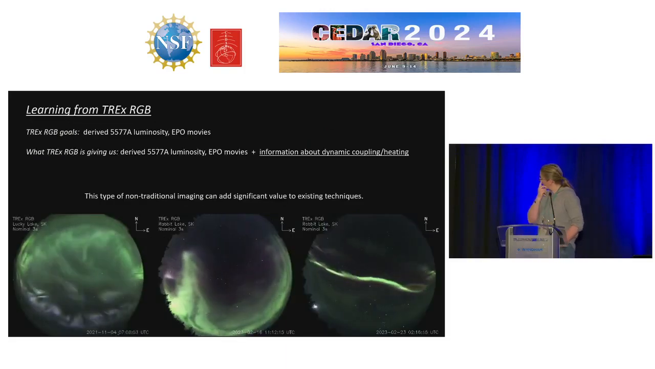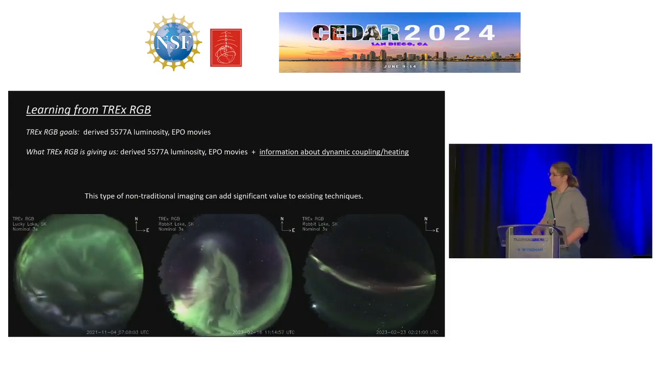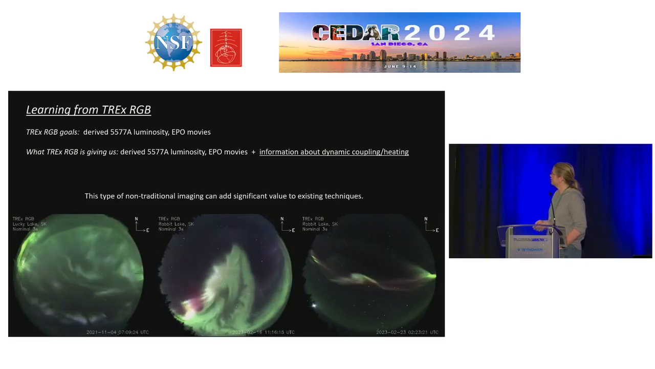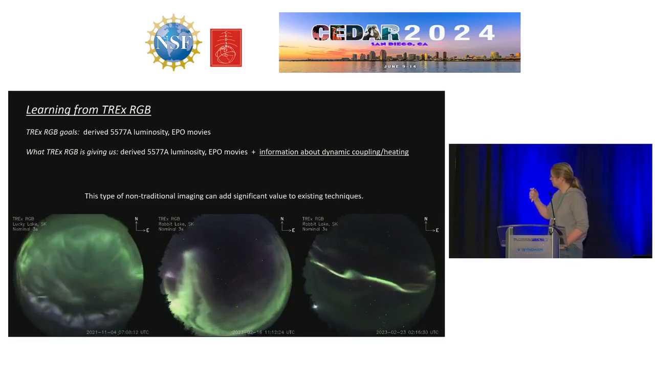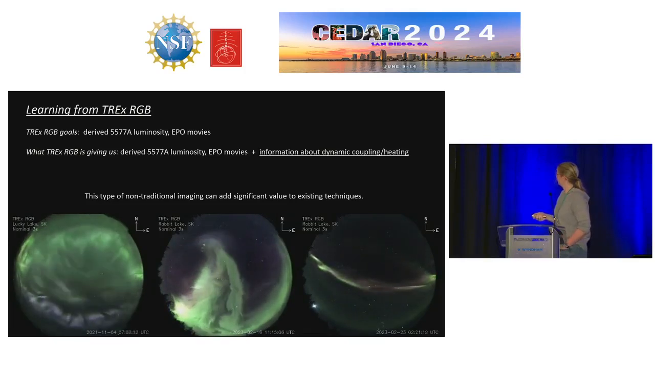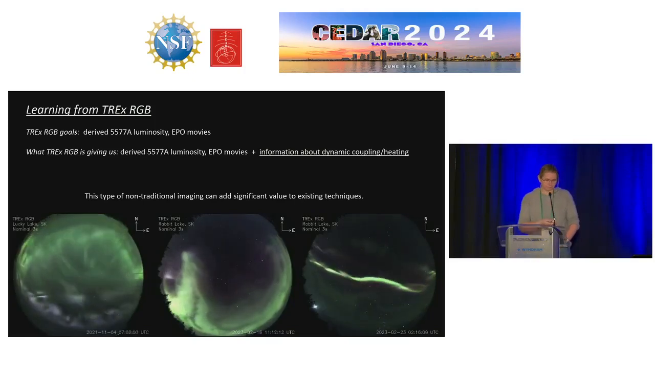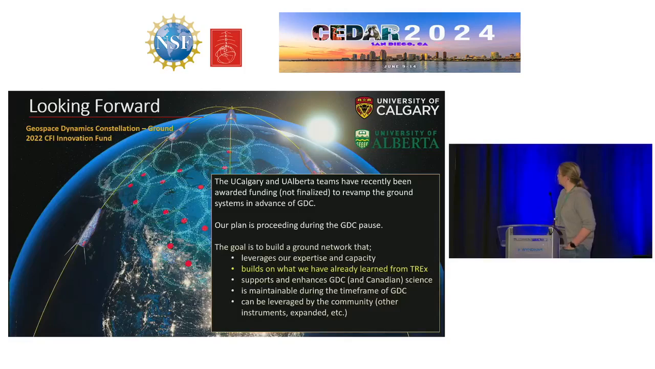Okay, so after me saying there was no information in the color other than getting out the 5577, what did we learn? We tried to use T-Rex RGB for 5577 and EPO movies. What it gave us was much, much more, because we believe there's information embedded in those color profiles. And so learning from that and the idea of using non-traditional imaging and looking forward, like any good scientist, we take exactly what we have learned on the last set and we apply it to the next set of instruments. And we're doing exactly that.